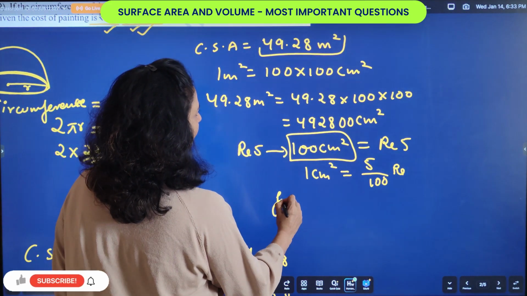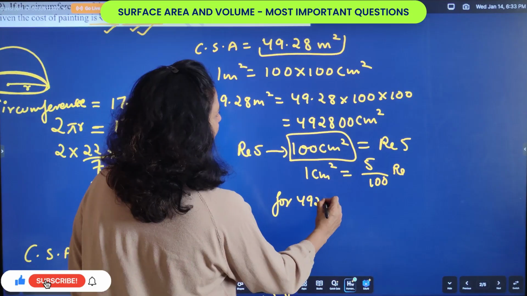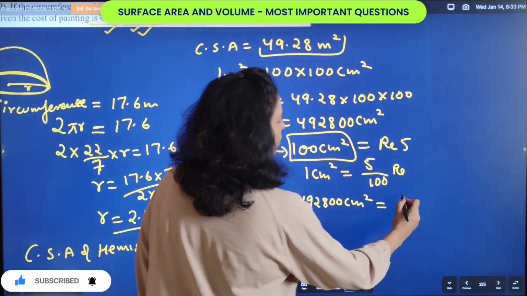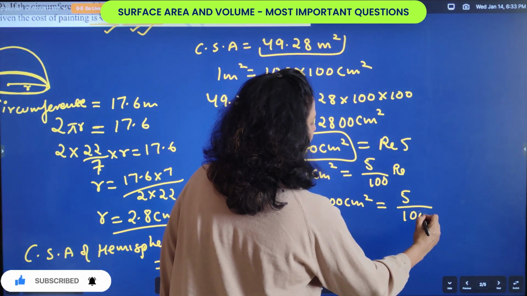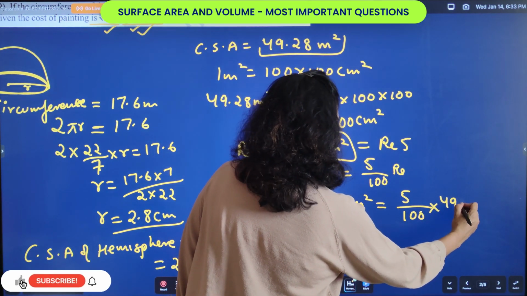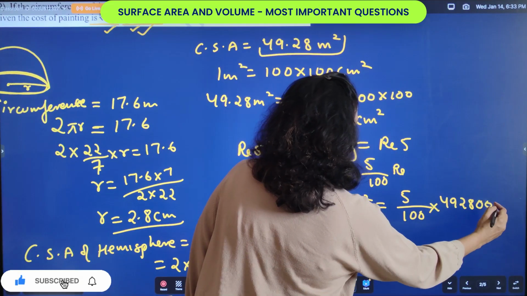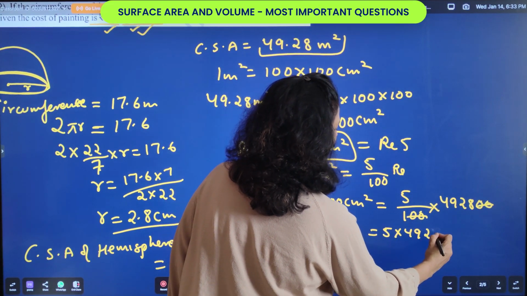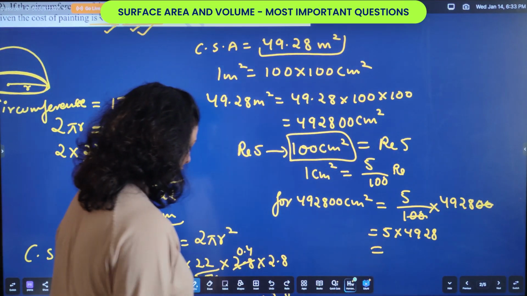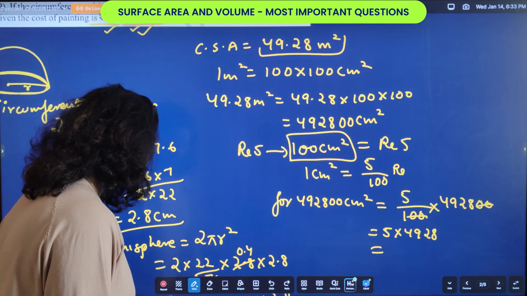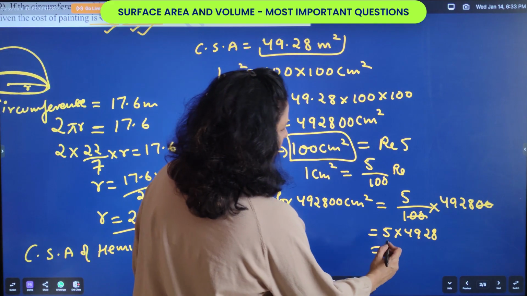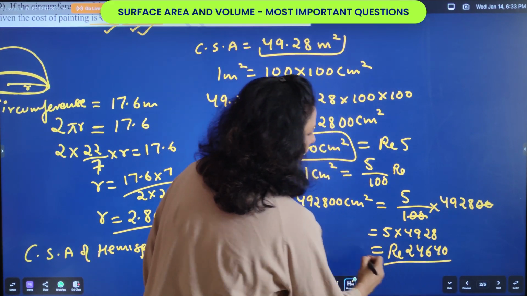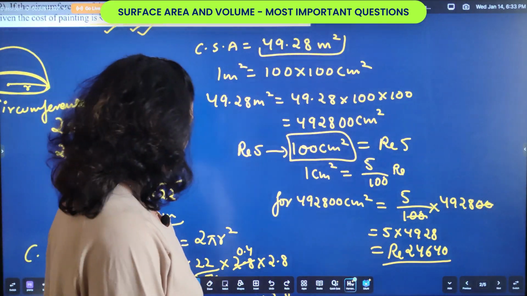Now for 492800 centimeter square area, what will be the cost? So we will multiply 5 by 100 into 492800. We'll cancel the zeros. So 5 into 4928. So here we will get rupees 24640 as the cost of painting.